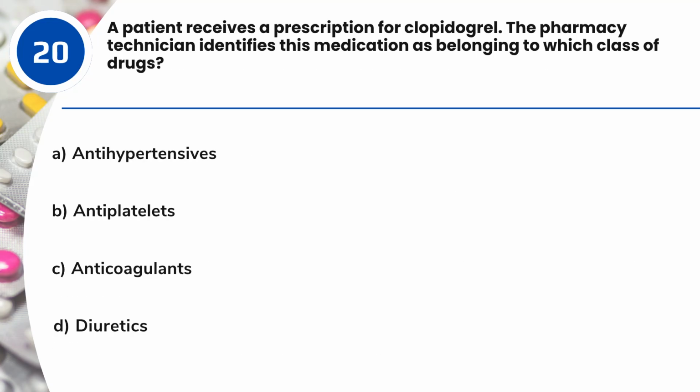Question 20. A patient receives a prescription for clopidogrel. The pharmacy technician identifies this medication as belonging to which class of drugs? A. Antihypertensives. B. Antiplatelets. C. Anticoagulants. D. Diuretics.